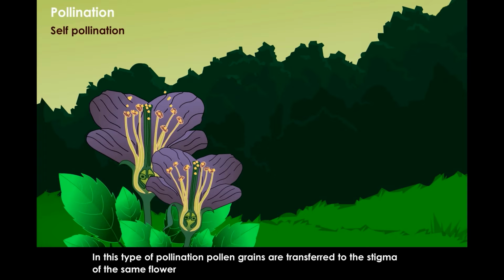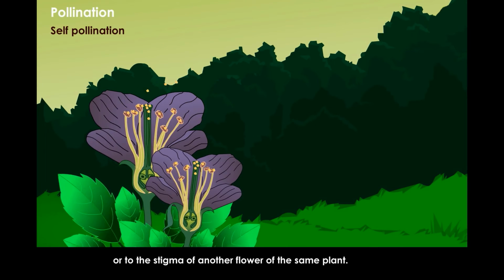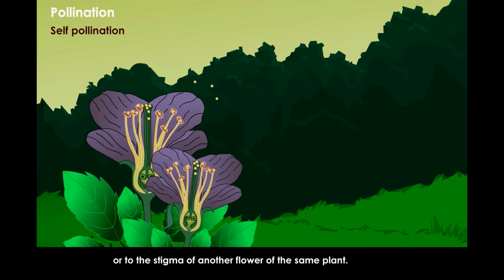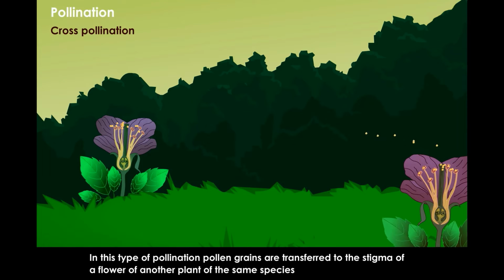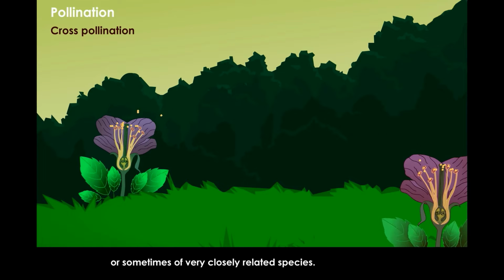Self-pollination. In this type of pollination, pollen grains are transferred to the stigma of the same flower or to the stigma of another flower of the same plant. Cross-pollination. In this type of pollination, pollen grains are transferred to the stigma of a flower of another plant of the same species or sometimes of very closely related species.